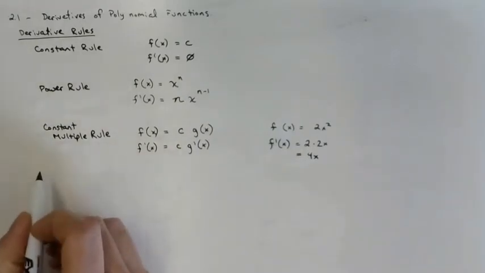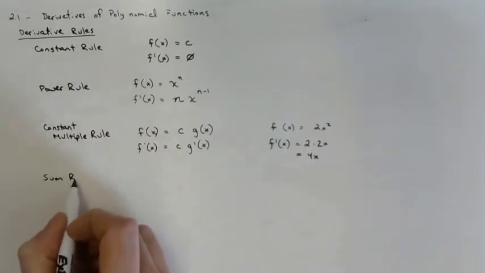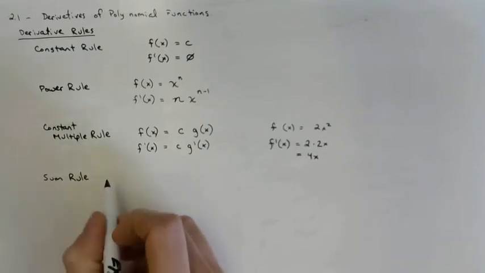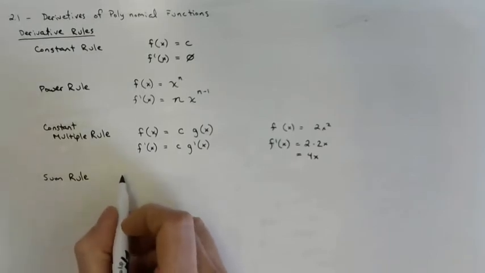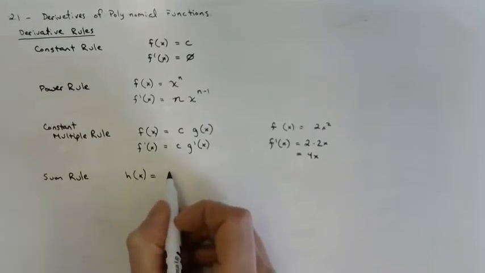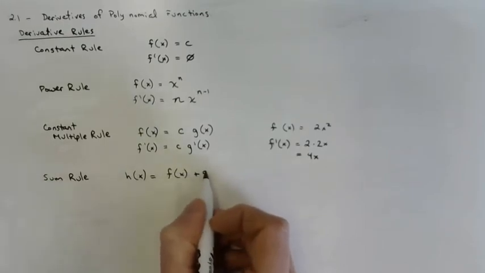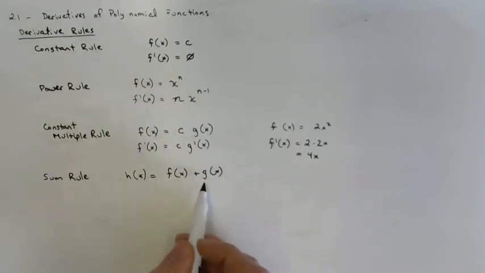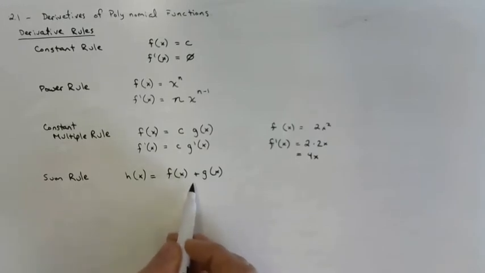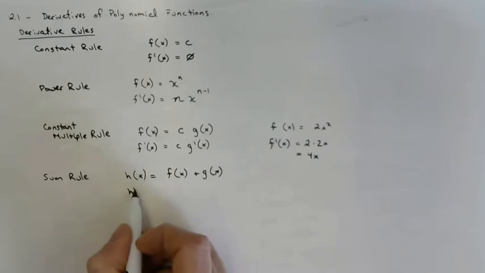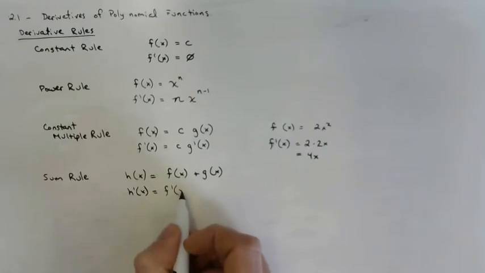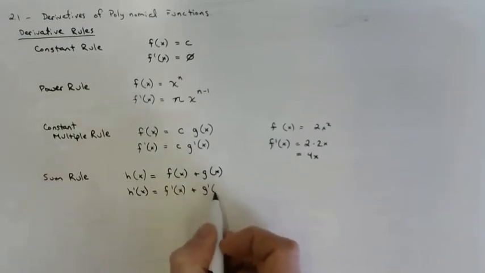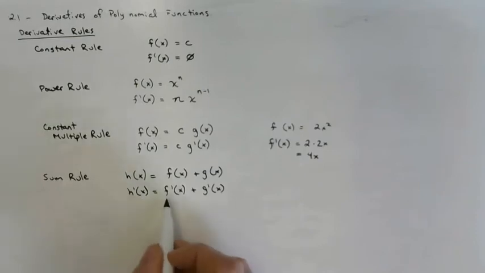Okay. Next is the sum rule. The sum rule says that if you have two differentiable functions and you add them together, so you have h of x equals f of x plus g of x, where f of x and g of x are both differentiable, then it's also true that the derivative of h of x is the derivative of f of x plus the derivative of g of x. h prime of x is equal to f prime of x plus g prime of x.